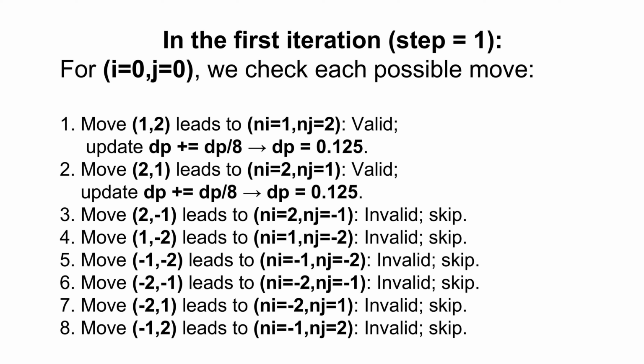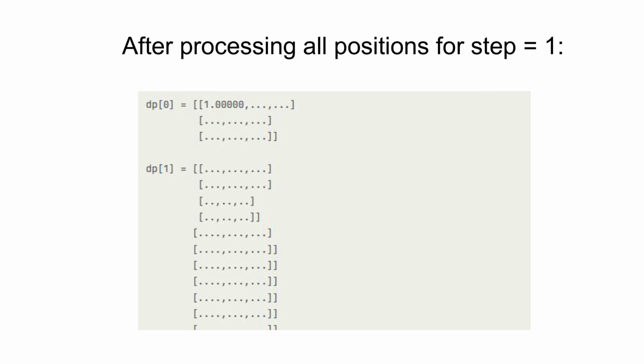And then for move 2, 1, similarly it checks if it is valid or not, and it is valid, so it updates as 0.125. For moves 2, -1, 1, -2, -1, -2, -2, -1, -2, 1 and -1, 2, it becomes invalid, so all of these become skipped. After processing all positions for step = 1, our DP array looks like this.